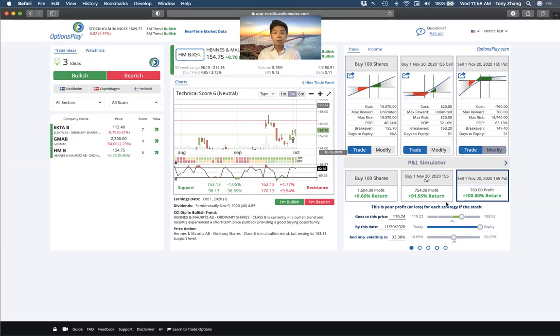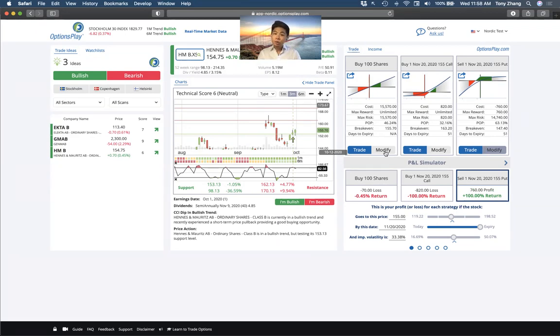Now, let's also take a look at the downside, right? So we know that with this strategy, notice how if the stock stays at 155, I will lose the 700, roughly the 800 crowns that I pay for that call option. So I basically lose everything for what I paid if the stock stays around that 155 level. Well, if I sold the put option, guess what? I still make 760 crowns.